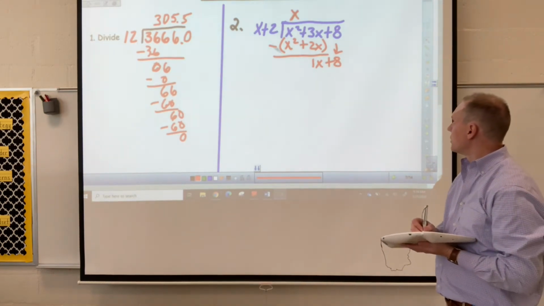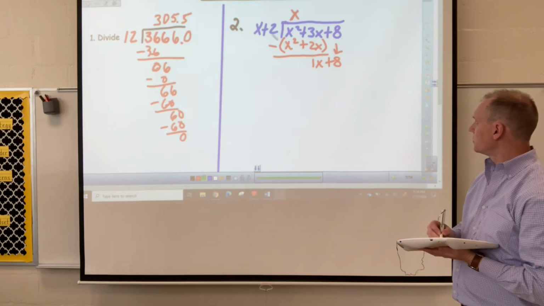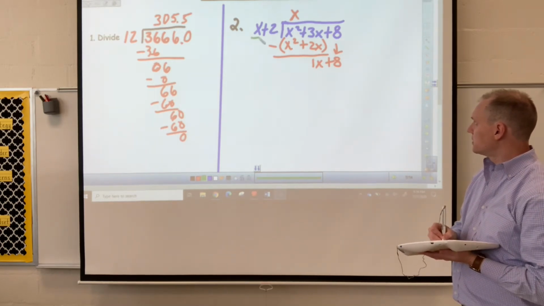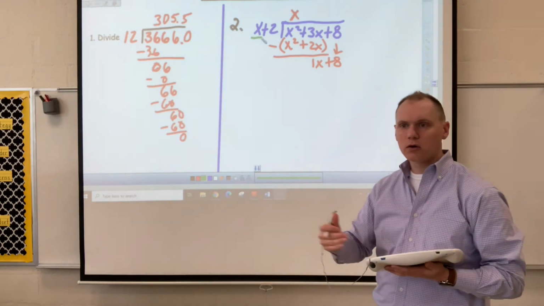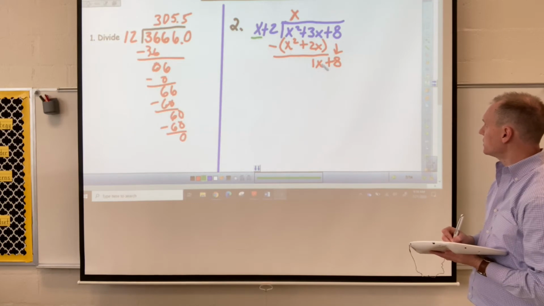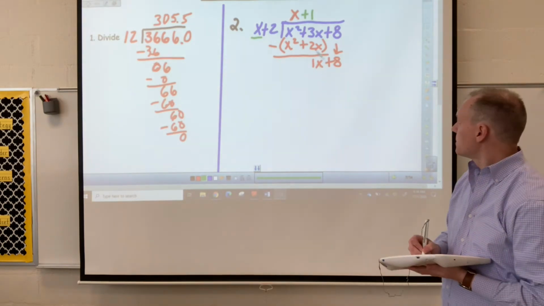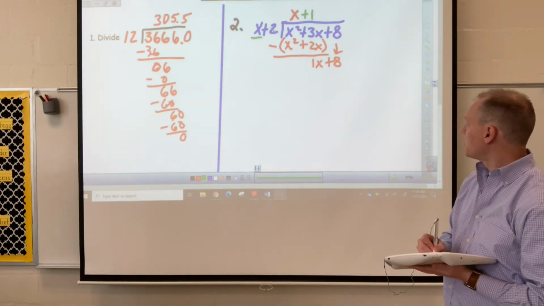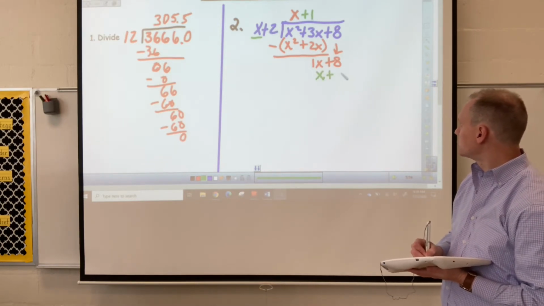Okay, so let's start over. Again, I'm going to do this next process in green. Again, we're basing it on x. Every time we're basing it on the highest power of the divisor here. So x times what is x? That's just going to be 1. X times 1 is x, right? Okay, so now take that 1 and I multiply it by the whole divisor. So 1 times x is x. 1 times 2 is 2.